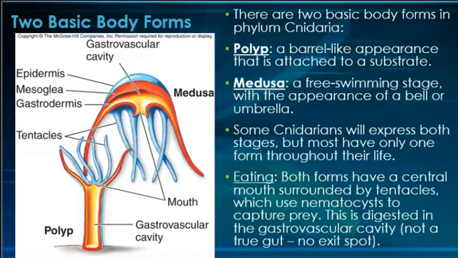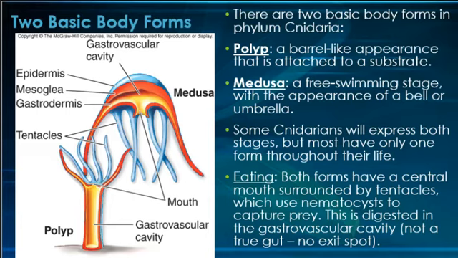All right, so there are two basic body forms in phylum Cnidaria. The polyp form is this one down here. It has a barrel-like appearance, and it's attached usually to a substrate. Okay, so it stands upward, and its little tentacle mouth, oral side is facing upward. That's typically what you see on a sea anemone. And it's usually attached to something. The medusa is the free-swimming stage with the appearance of a bell or an umbrella. That's this one, so its oral side is underneath. It's like this. This should remind you of a jellyfish.